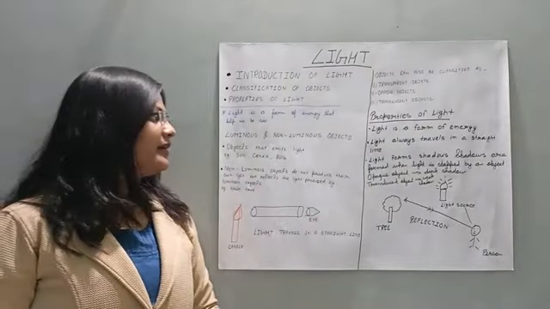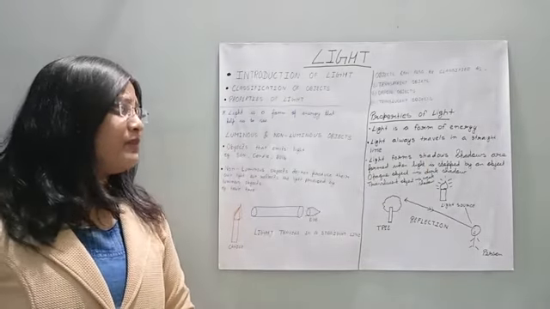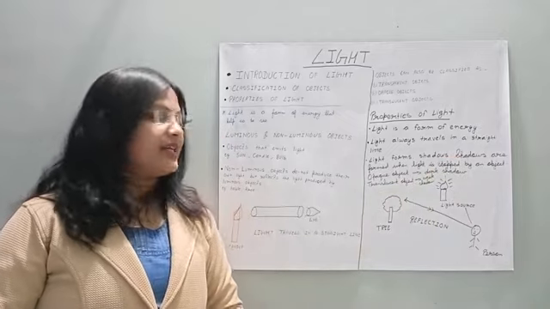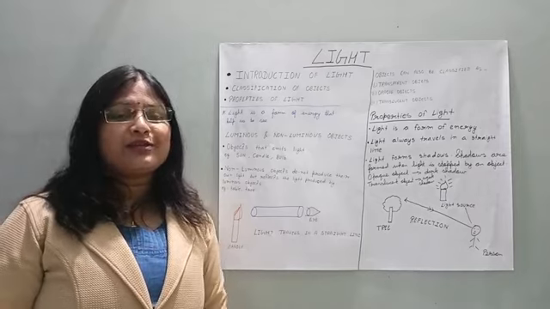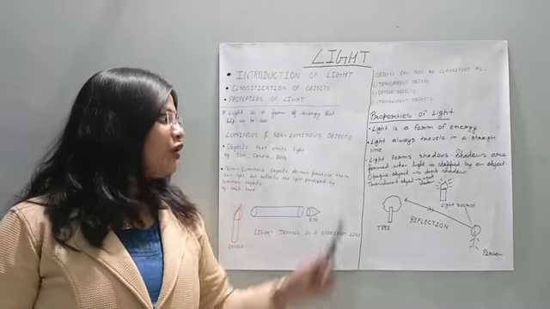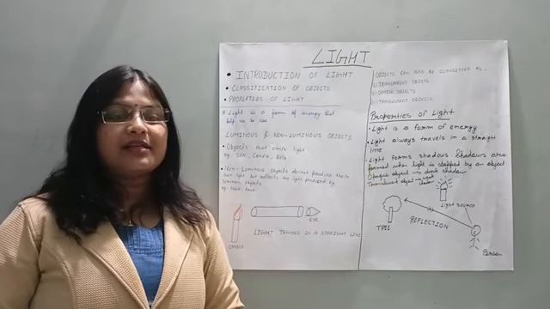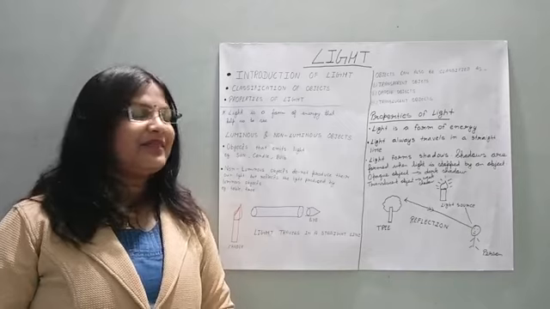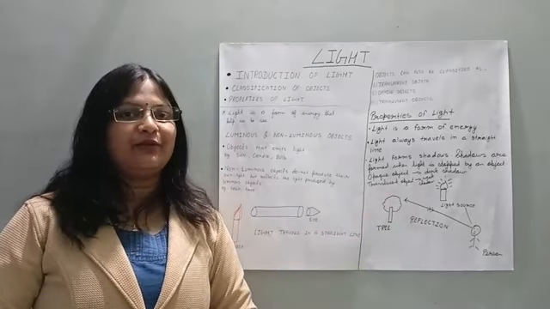And the third property: light forms shadows. How are shadows formed? Shadows are formed when light is stopped by an object. So, an opaque object does not allow light to pass through it. That's why opaque objects always form dark shadows. And translucent objects partially allow light to pass through them. That's why translucent objects always form weak shadows.